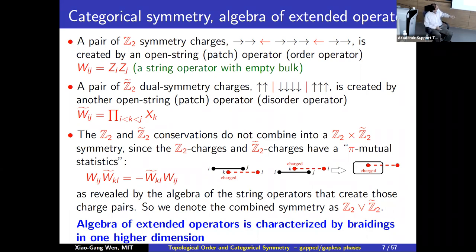We just commute this patch symmetry operator with another local operator. If they commute, then we say this is allowed, as long as this local operator is not close to the boundary, that is, it is far away from the boundary. So this patch symmetry operator is enough to determine the symmetric local operators and the symmetric Hamiltonian.